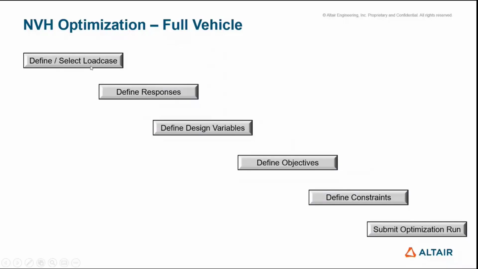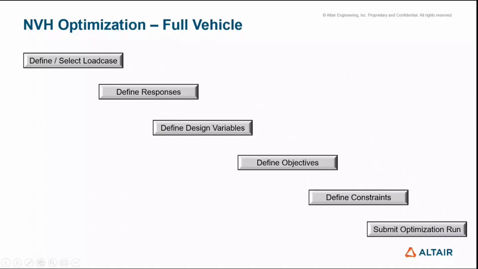The first step is to select or define a load case, and then to select the responses which need to be optimized, select the design variables which need to be changed to achieve the responses, define the objectives, define the constraints, and then submit the optimization run. So these are the main steps for setting up the optimization run at full vehicle level.